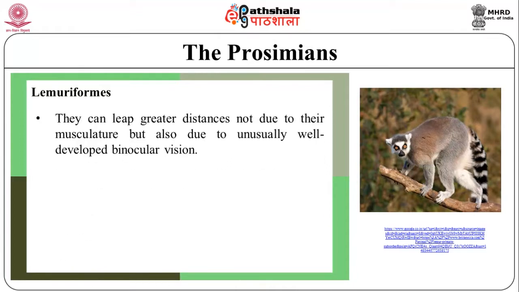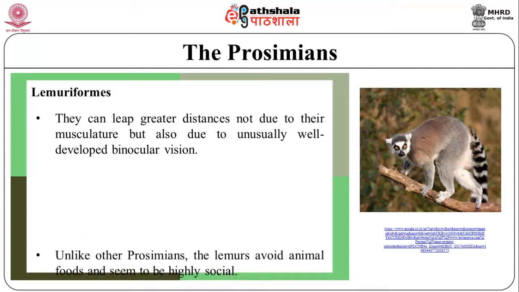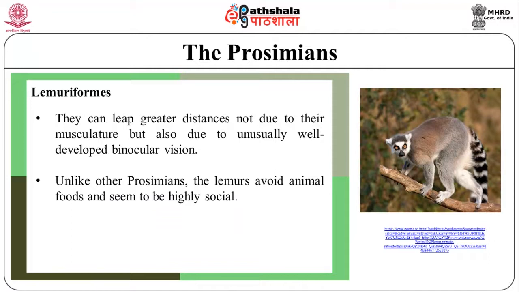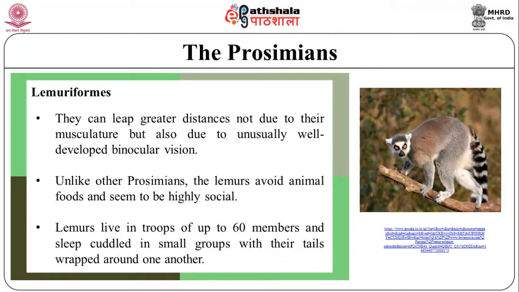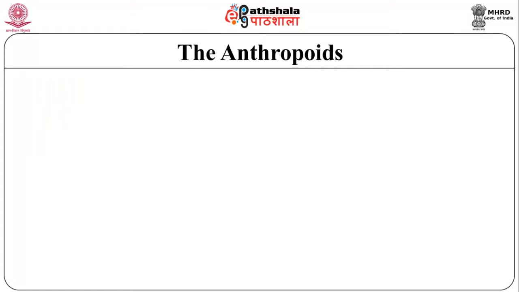They can leap great distances, and this is due not only to their musculature but also to unusually well-developed binocular vision. Unlike other prosimians, the lemurs avoid animal foods and seem to be highly social. Lemurs live in troops of up to 60 members and sleep cuddled in small groups with their tails wrapped around one another. Now let us see the anthropoids.